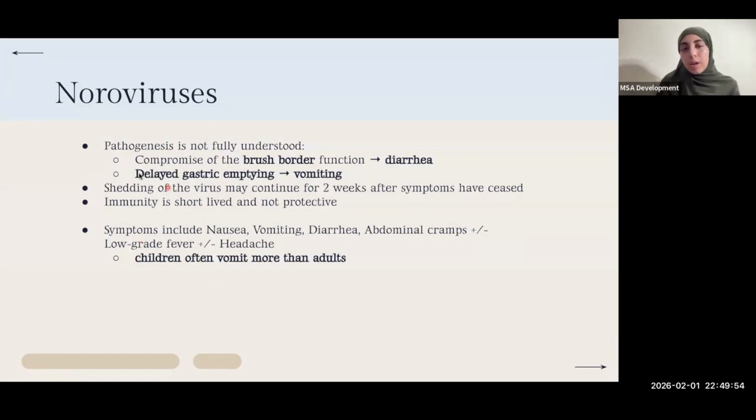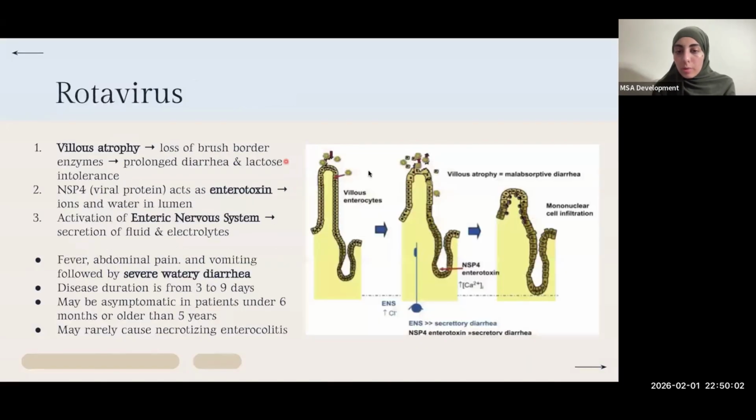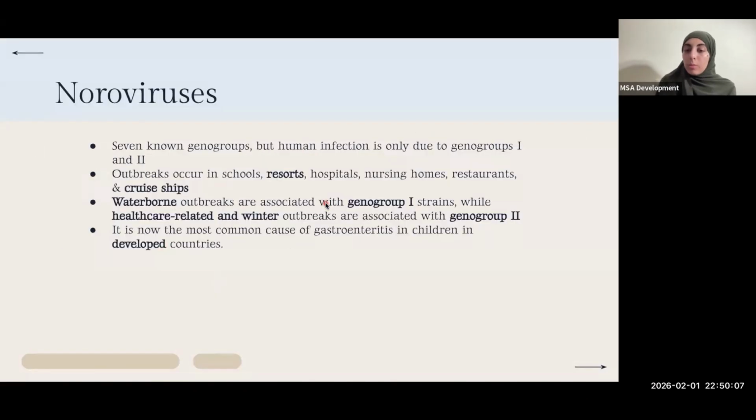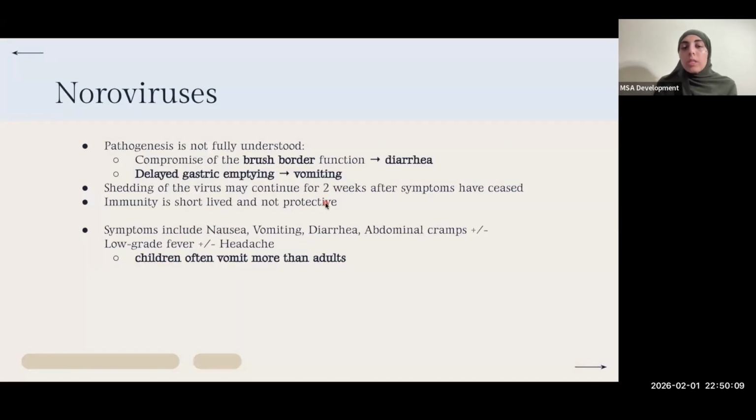How does it cause diarrhea? The pathogenesis is not really understood, but there may be a compromise of the brush border, just like what we saw in rota. Remember, the rota also caused villus atrophy and destroyed the brush border. You may see a similar picture in norovirus.